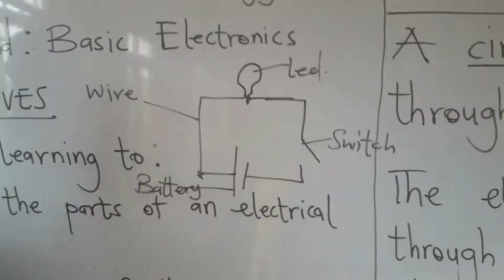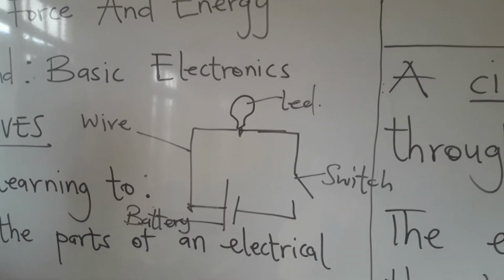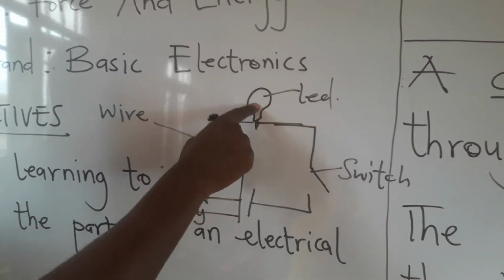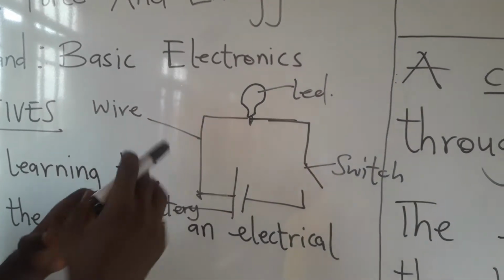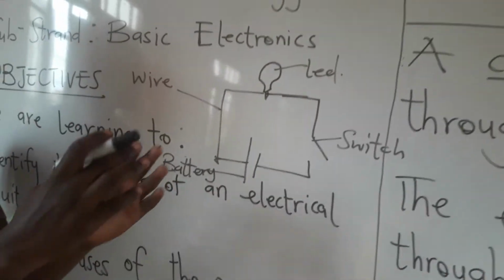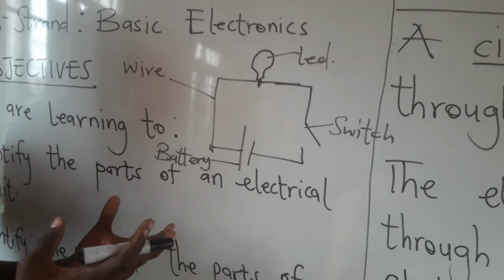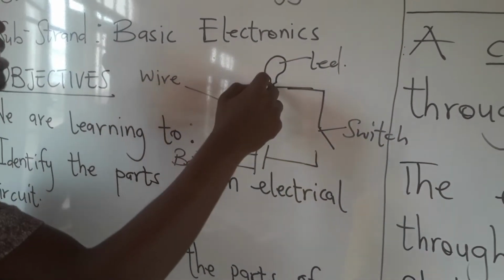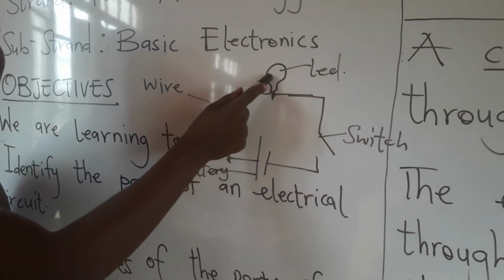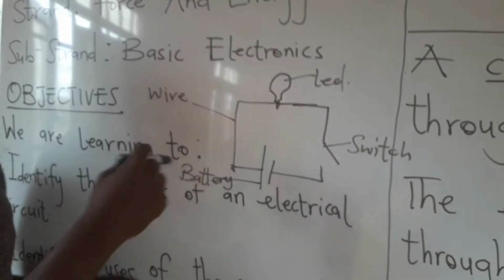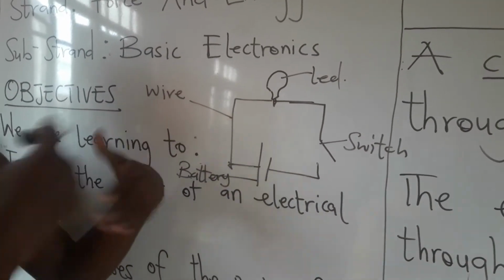Now this LED here can be replaced with a fan. You can change this and put a fan there, and when you close this switch, it will still work. But this LED produces what? Light. So when the circuit is closed, it glows. It produces light. That tells you that the electricity moving through this circuit is being changed into light. The same way, if I had a fan here, the fan will change it into air, which means it will bring out air.